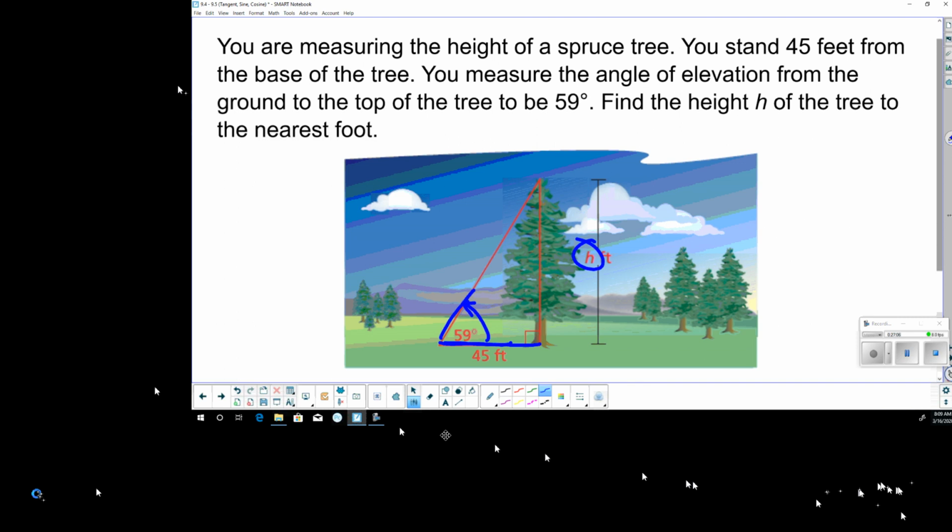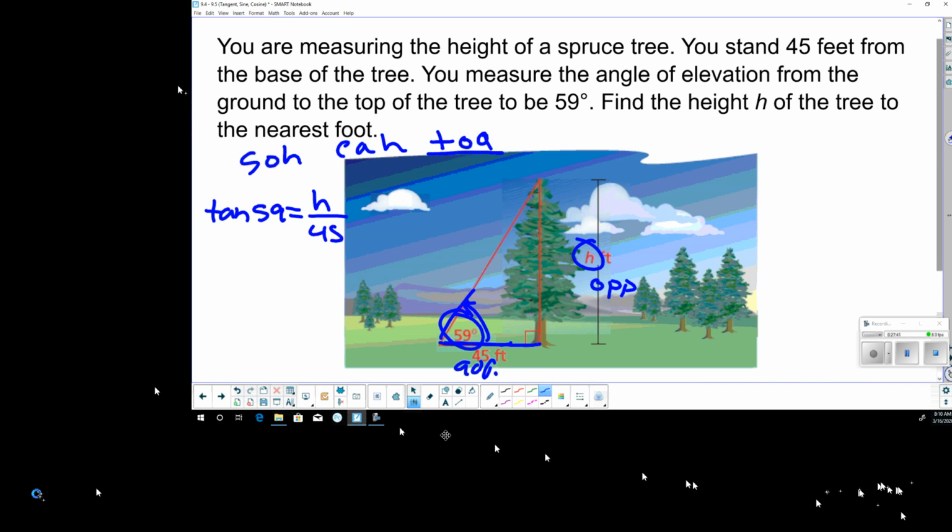Okay, so I've got my angle. There's my angle. You have to choose sine, cosine, or tangent. So again, we're doing our SOHCAHTOA. Figure out which one applies. This would be the opposite side. This would be the adjacent side. So you have to use the trig ratio that has opposite and adjacent. That would be the TOA. So we're going to use the tangent of 59 equals the opposite h over the adjacent 45. That should be the equation I can set up to solve this.